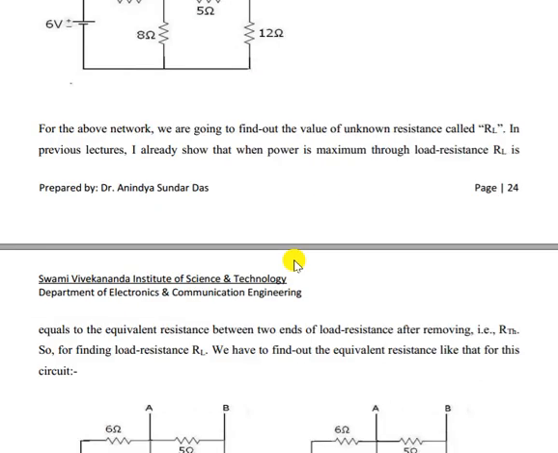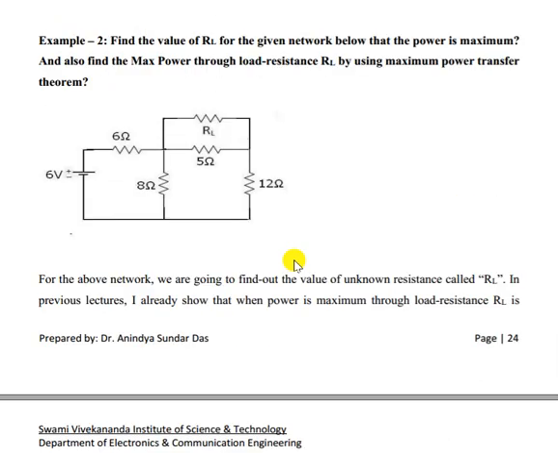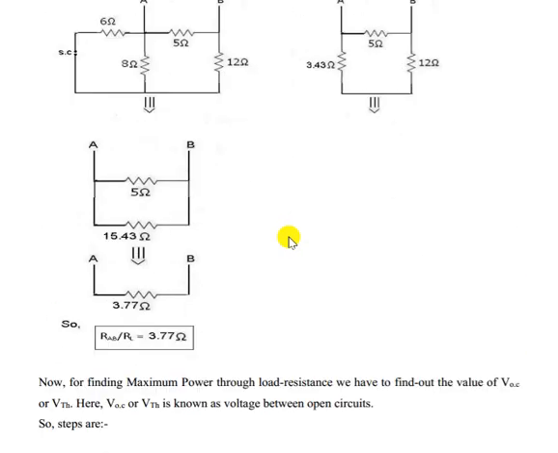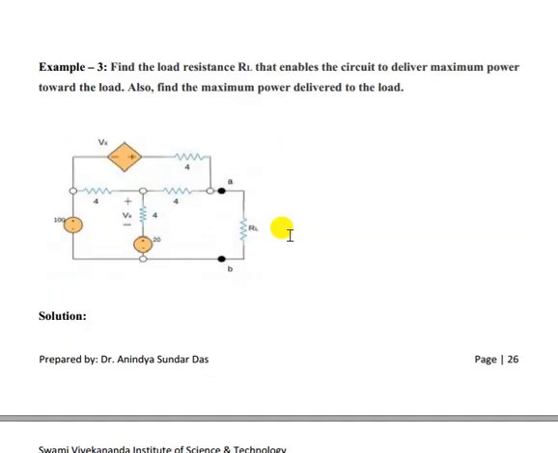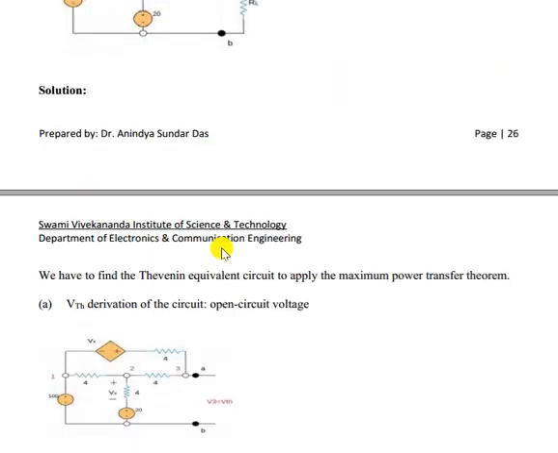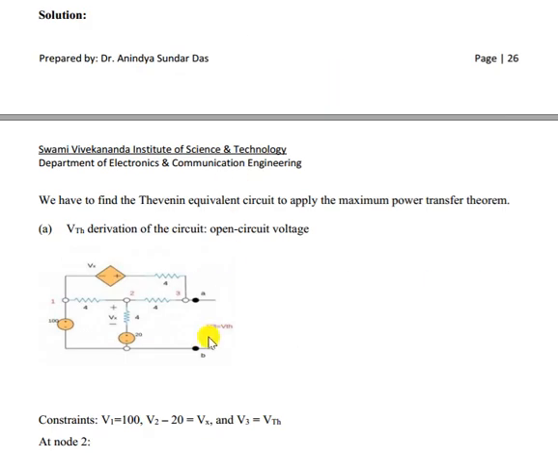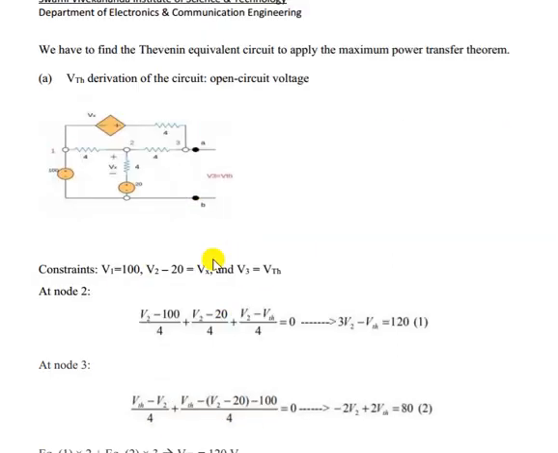So this is one problem. Another problem is where the RL is here. Okay, let me go to one with a dependent source. So this is your RL. So we deactivate it, removing the RL.